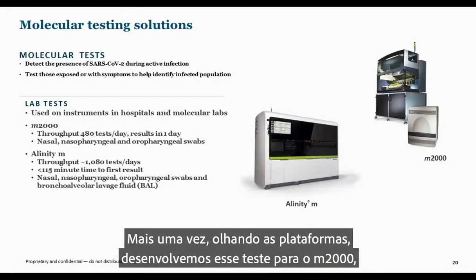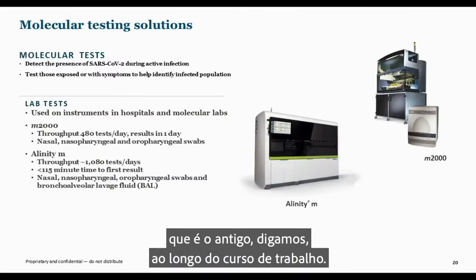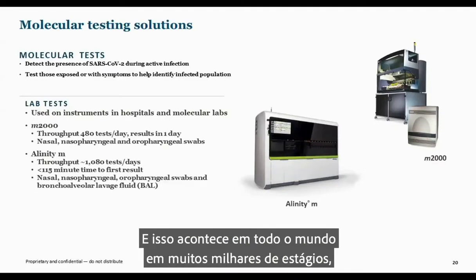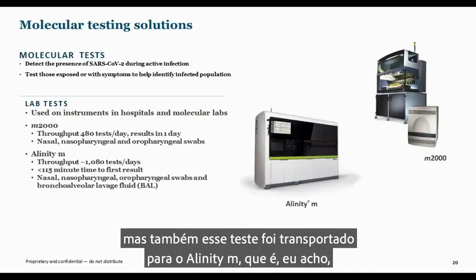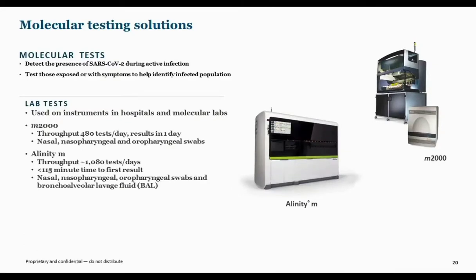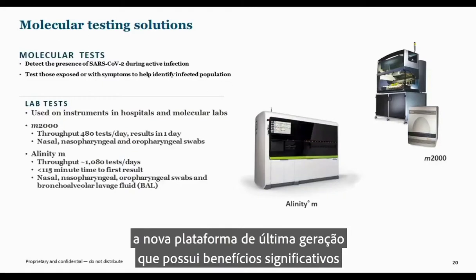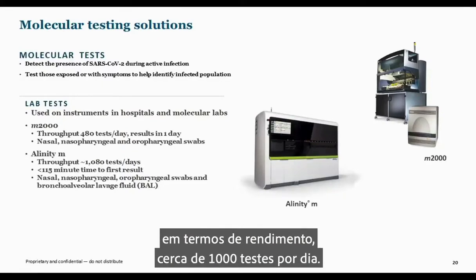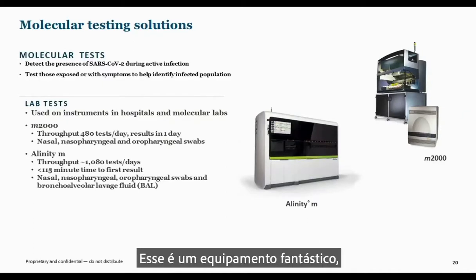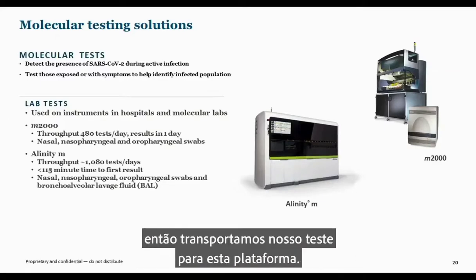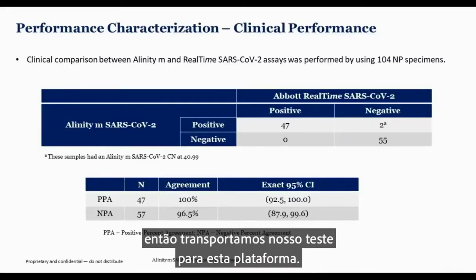Again, looking at the platforms, we developed this test for the M2000, which is the old, I wouldn't say old, but the workhorse that's around the world, many thousands of placements. But also this test was ported over onto the Alinity M, which is the, I guess, new state-of-the-art platform, you'd call it, which has significant benefits in terms of throughput, with about 1,000 tests per day. So it's a fantastic piece of equipment. So we ported that test over onto this platform.